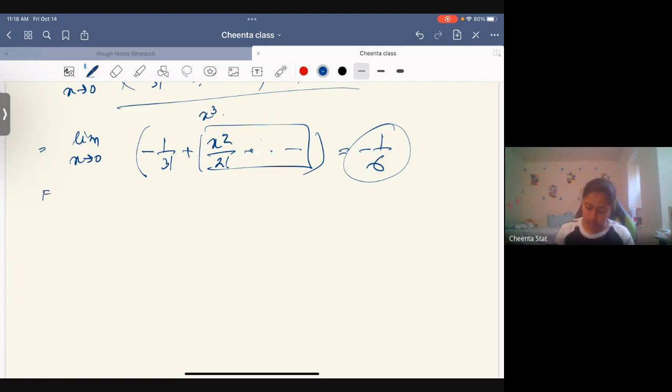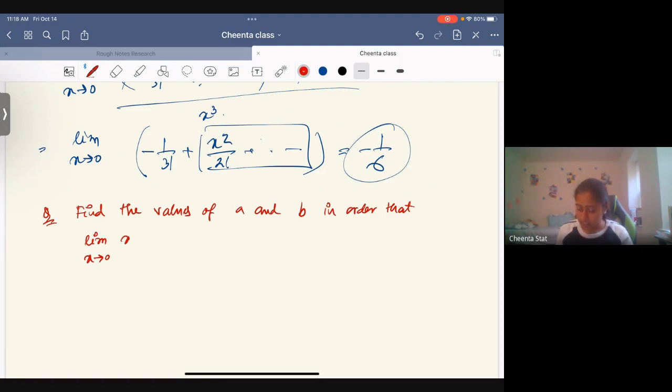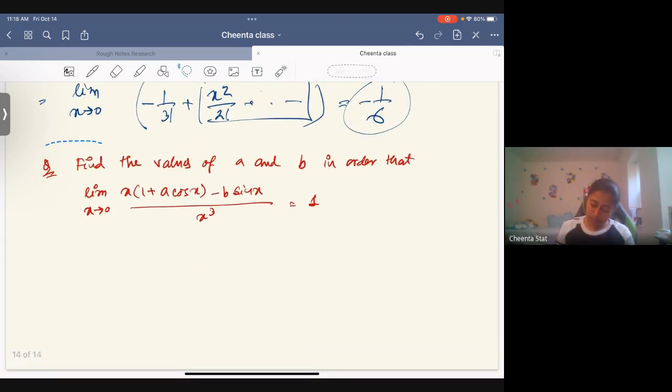Okay, so, last example of today. Find the values of a and b in order that limit x tends to 0 of (x plus a cos x minus b sin x) divided by x cubed equals to 1. Okay, let me take it to the next page, I guess.